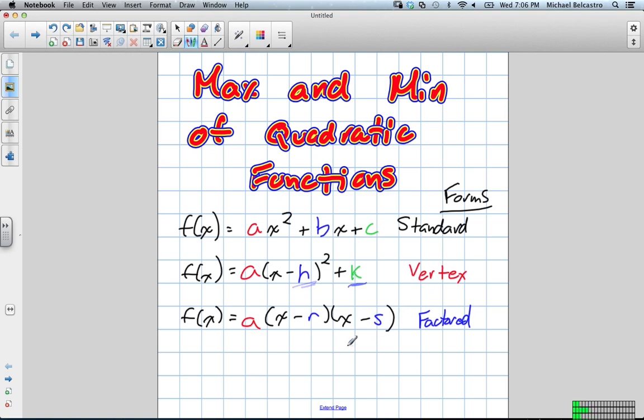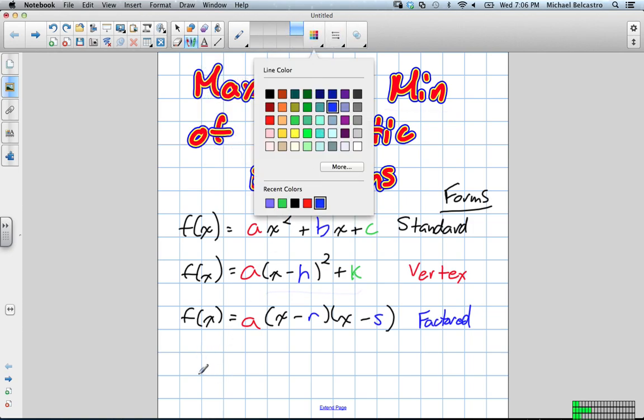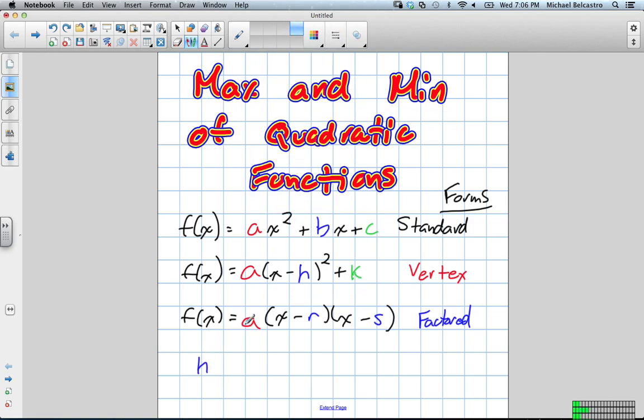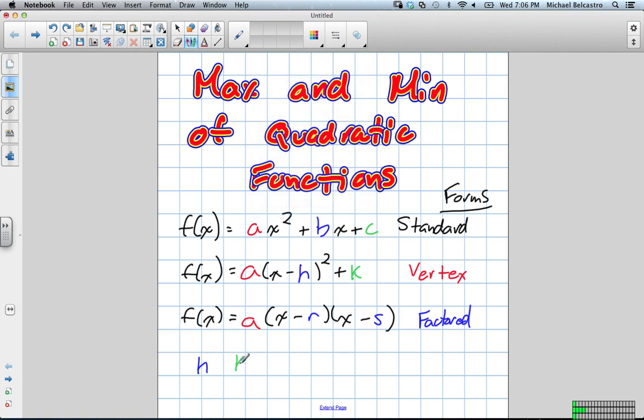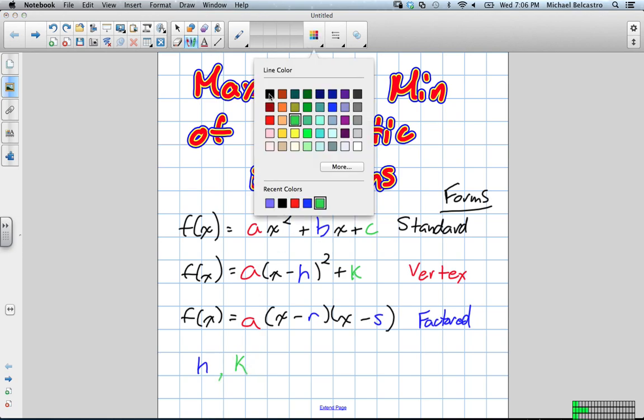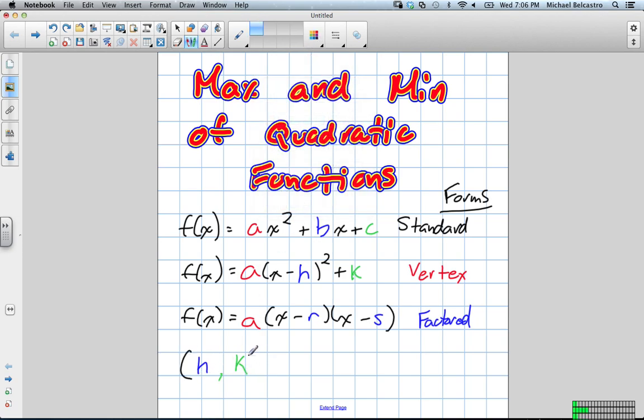Okay, so if you recall, a parabola is like this, or it goes this way. The vertex is either the highest or lowest point, also known as the max or the min. This is the easiest form to find the max or min in, because as soon as you have your h value and your k value, they actually represent your x and y. Technically it's negative h that is your x value, and k is your y value.